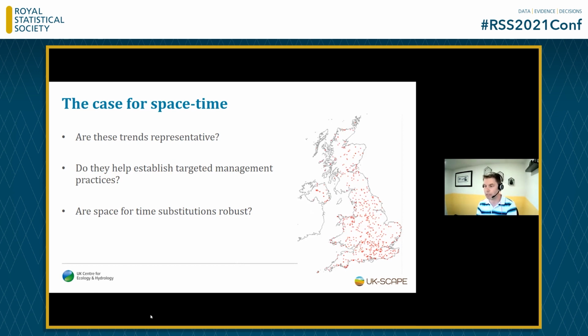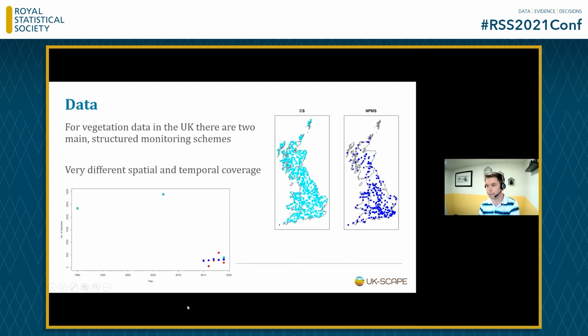As you see on the map on the right-hand side, a lot of data sources are not spatially even in their design, and there are reasons for this, which I'll come on to in a moment. The other case for space-time is: do these analyses help establish targeted management practices? Not necessarily. And are these space-for-time substitutions robust? Can you take a spatial relationship and project that across time? Often we find that's not actually a sensible thing to do, even though it is commonly done in practice in lieu of any other data.